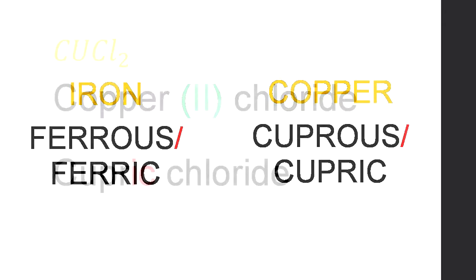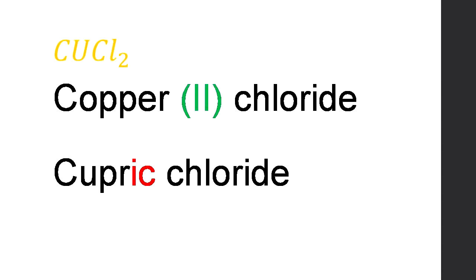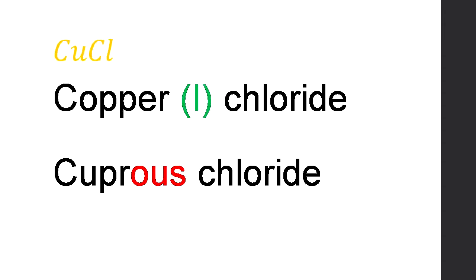For example, CuCl2, where Cu 2 positive cation connects with the 2 Cl negative anions to form a neutral compound. Its systematic name will be copper(II) chloride because copper's oxidation number should be indicated in the parentheses. Its older name is cupric chloride. Another example is CuCl. The copper's charge is positive 1, that's why the systematic name will be copper(I) chloride and the older name will be cuprous chloride.